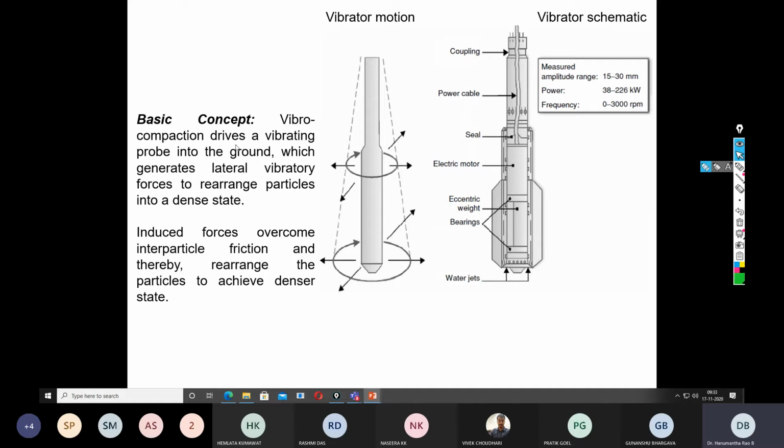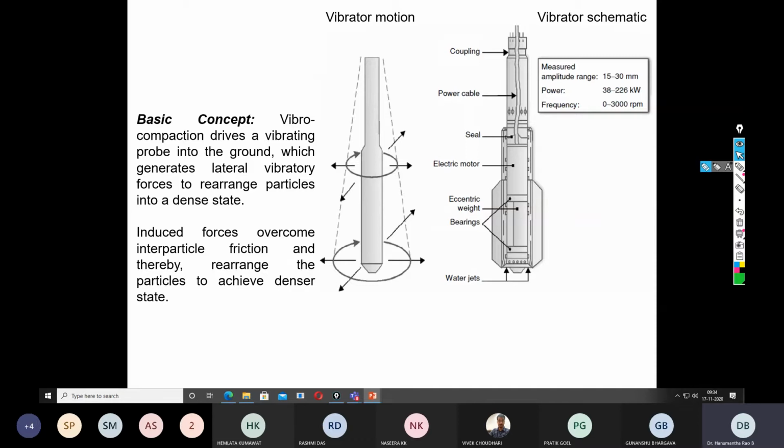So vibrocompaction drives a vibrating probe into the ground, which generates lateral vibratory force to rearrange the particles into a denser state. I explained how the rearrangement is taking place due to the compaction. The induced forces overcome the interparticle friction. Only then is there a possibility of liquefaction or the quicksand condition, and thereby the particles rearrange to achieve the denser state. This is the fundamental principle of the vibroflotation technique.